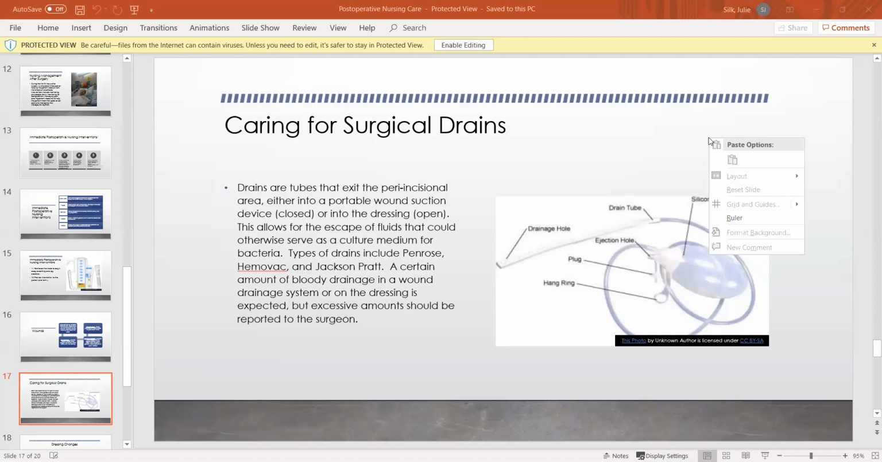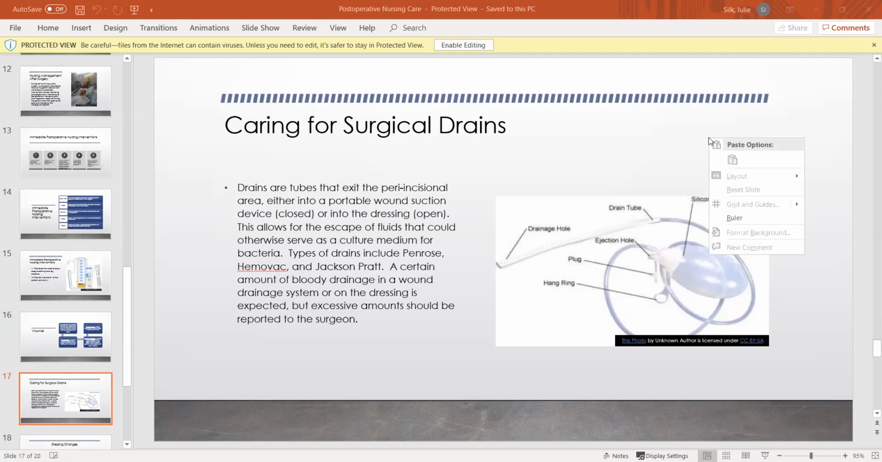You want to look at the color and how much they have. The color is usually going to be bloody. That's typically what it is, so that's a normal thing to see. As time goes on, you want to see the drainage get less and less in these drains. Sometimes the drainage color will change to more of a yellowish color. That's okay, that's a normal color. So red or yellow are okay. Anything other than that is a problem. If you get white drainage, green or brown or anything weird like that, that's a problem.